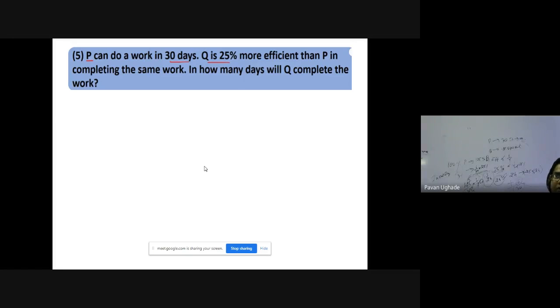Without calculating one day, if you want to consider, see 30 is 100%. Okay, so 30 days. तो 125 के लिए कितना बनेगा? So that is 24. You can solve it in that way. Any doubts, guys, with this question? Question number 5.